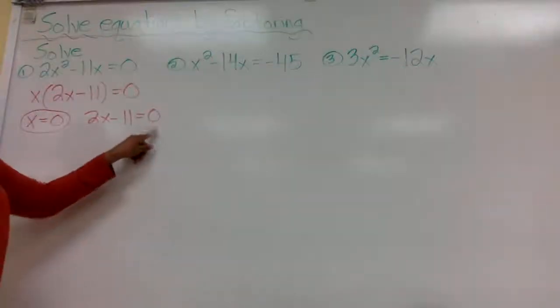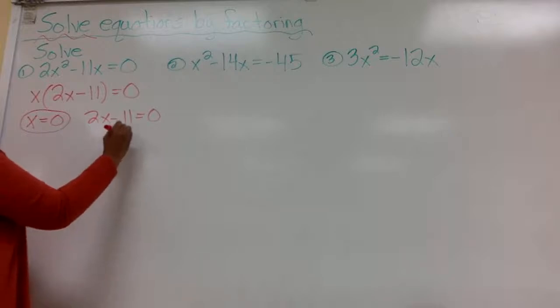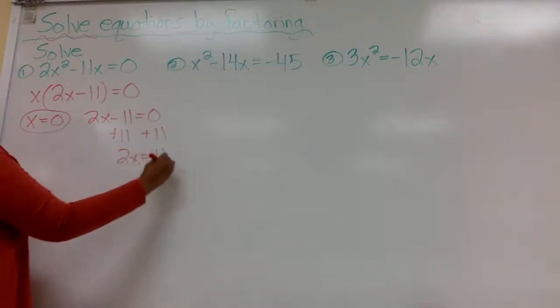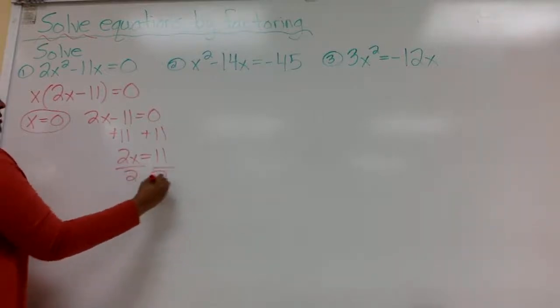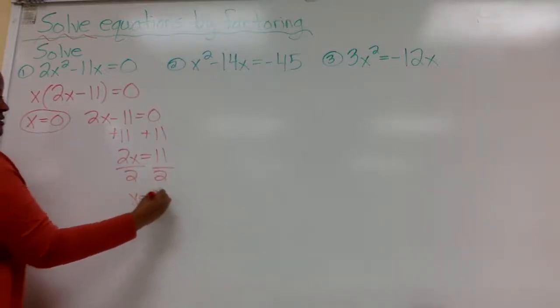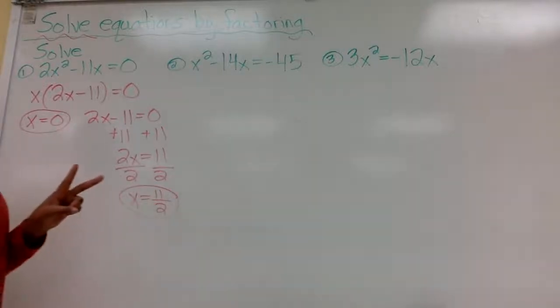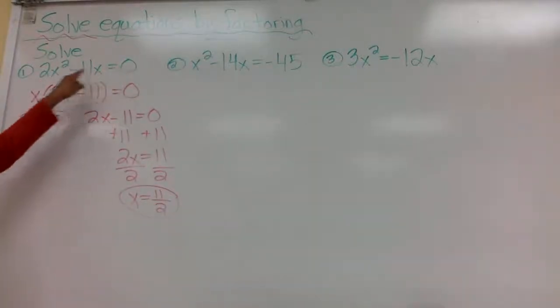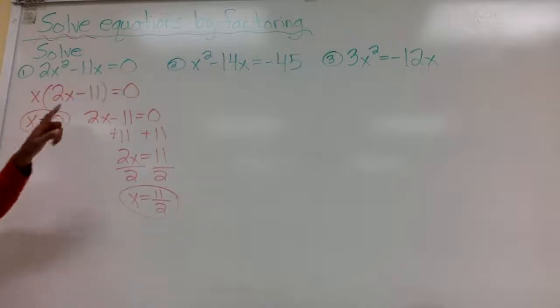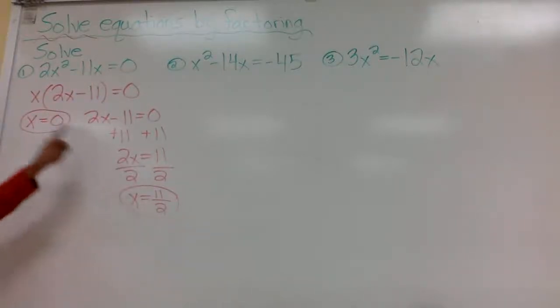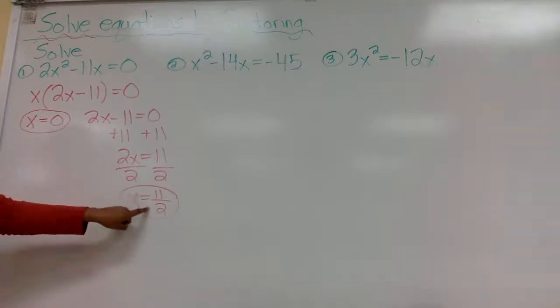Over here, we solve it like a regular equation. So I'm going to add 11 to both sides, and then I'm going to divide by 2, so that my answer is 11 halves. So if I were to solve this problem by factoring, my 2 answers are 0 and 11 halves.